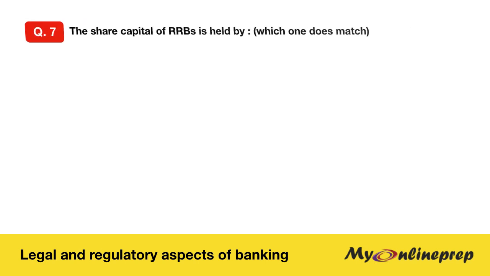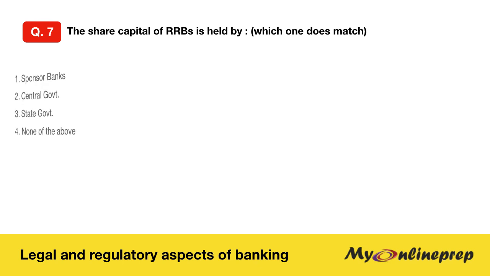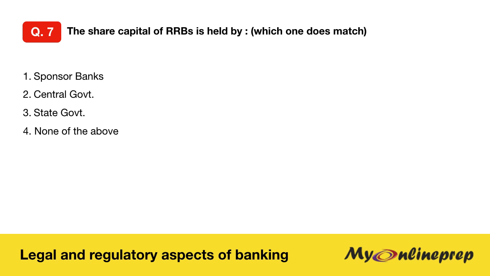Question number 7. The share capital of RRBs is held by, क्वेश्चन समझ लें, शेयर कैपिटल जो होते हैं आरआरबीज के, वो किनके पास होते हैं? वो स्पॉन्सर बैंक के पास होते हैं, सेंट्रल गवर्नमेंट के पास होते हैं और स्टेट गवर्नमेंट के पास होते हैं, या किसी के पास नहीं होते हैं? Yes, your answer is correct. It's the state government.